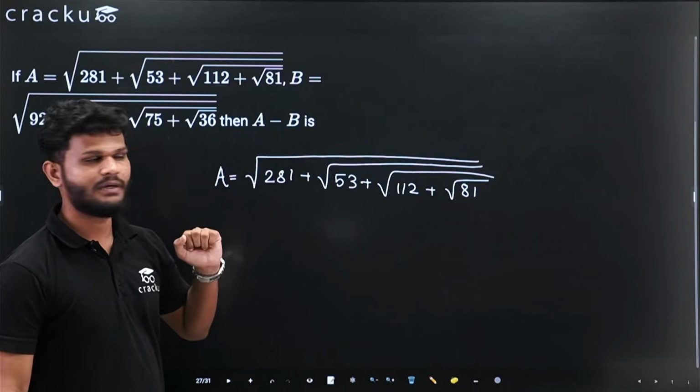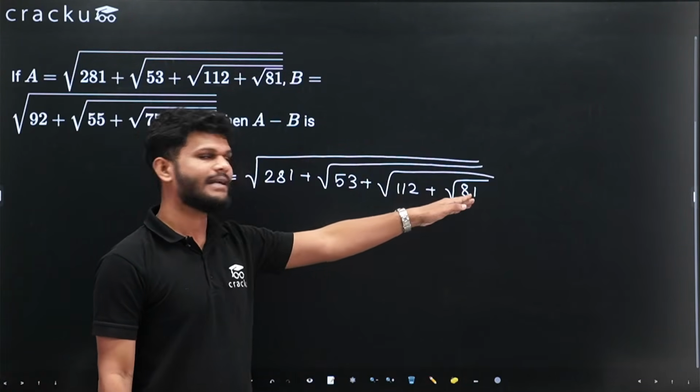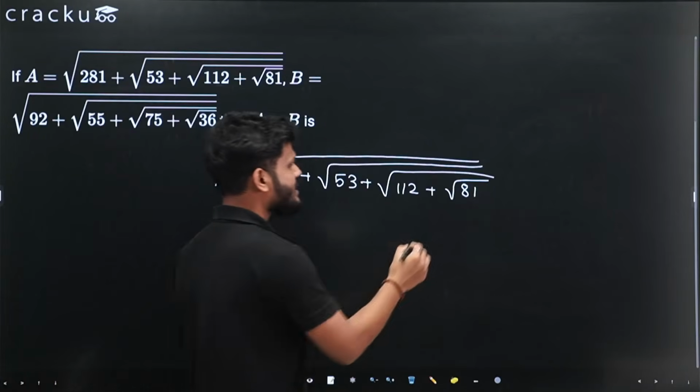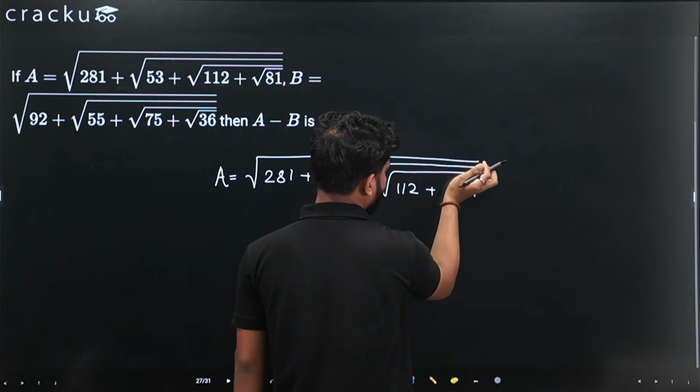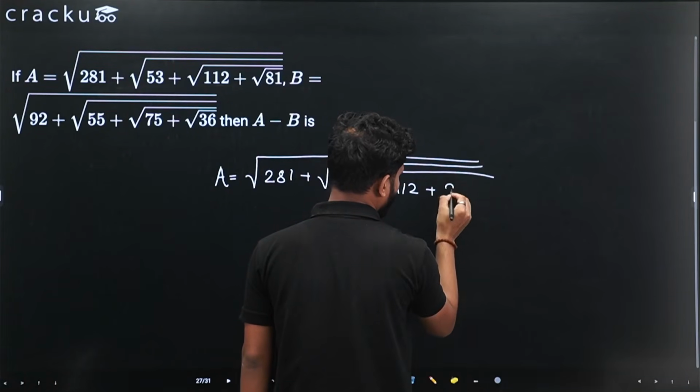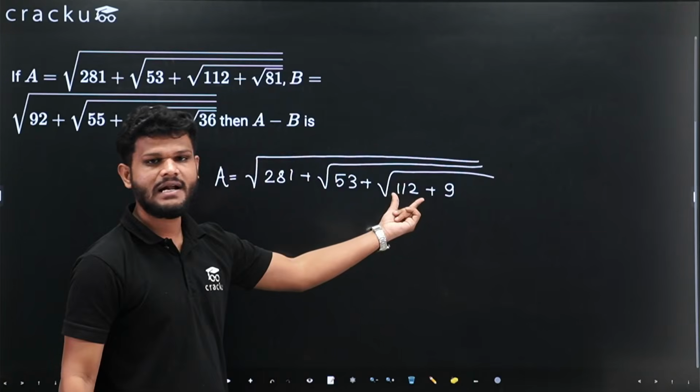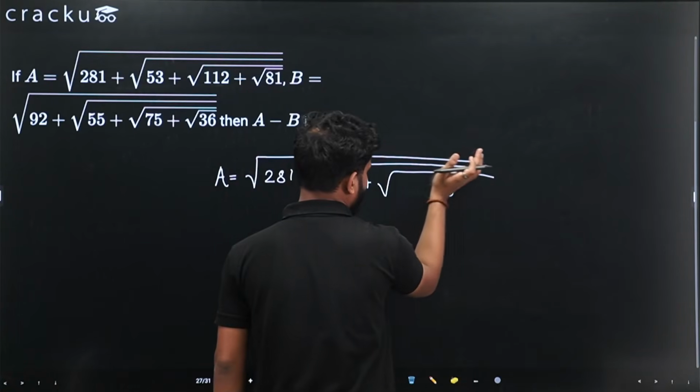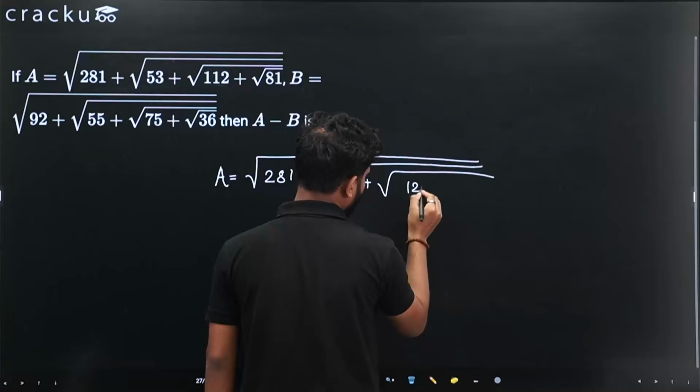Now how do you solve it? Solve from the innermost square root. What is under root of 81? It is 9. So I can write 9 here. What is 112 plus 9? It is 121.